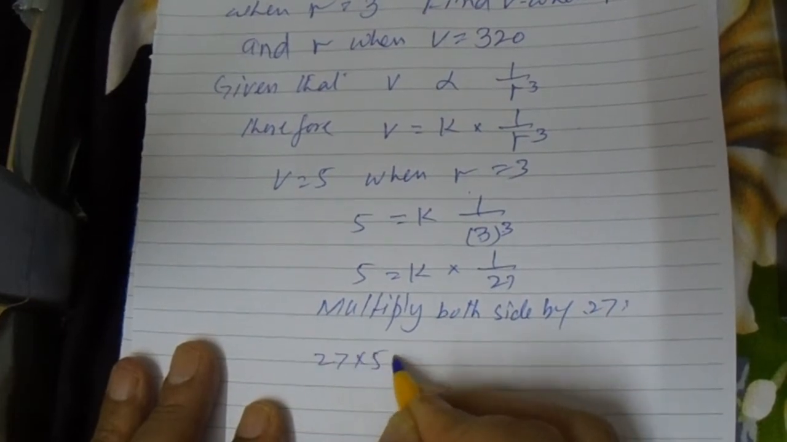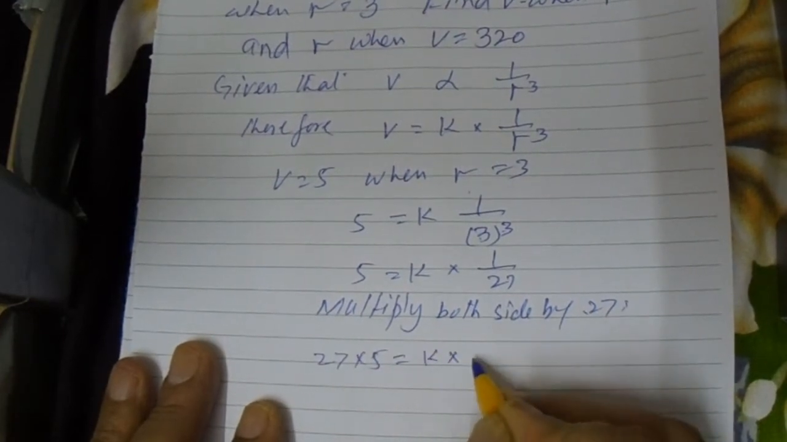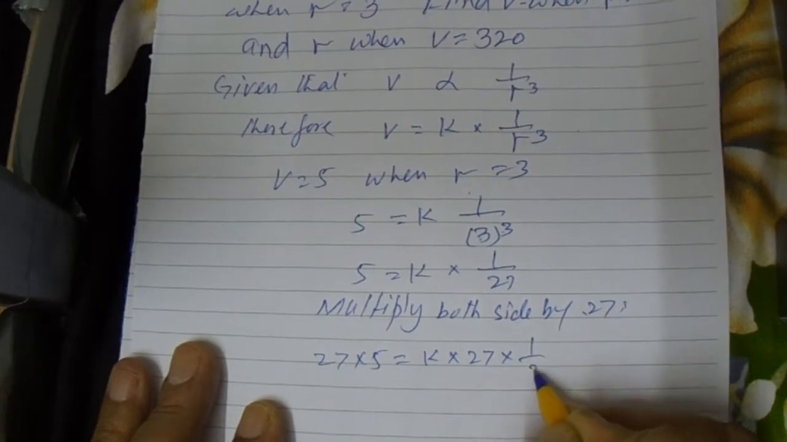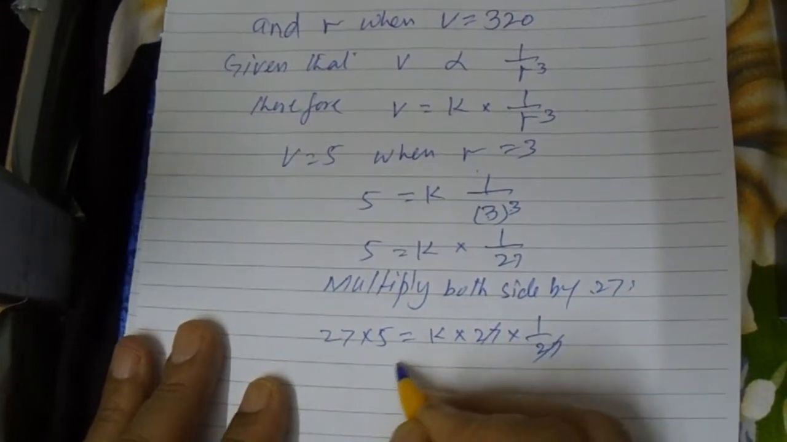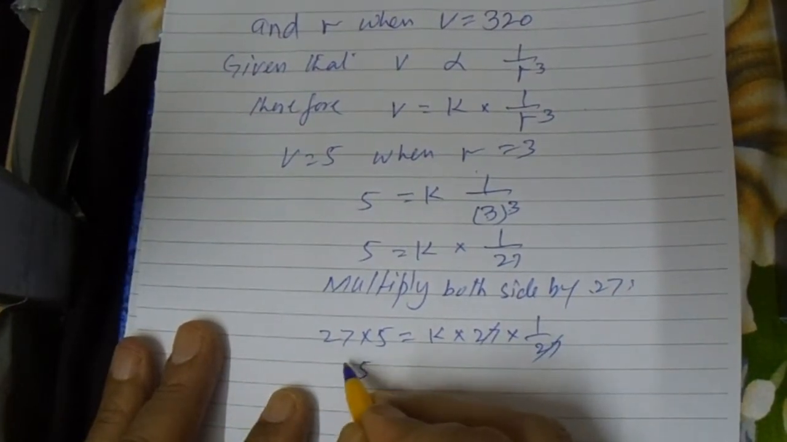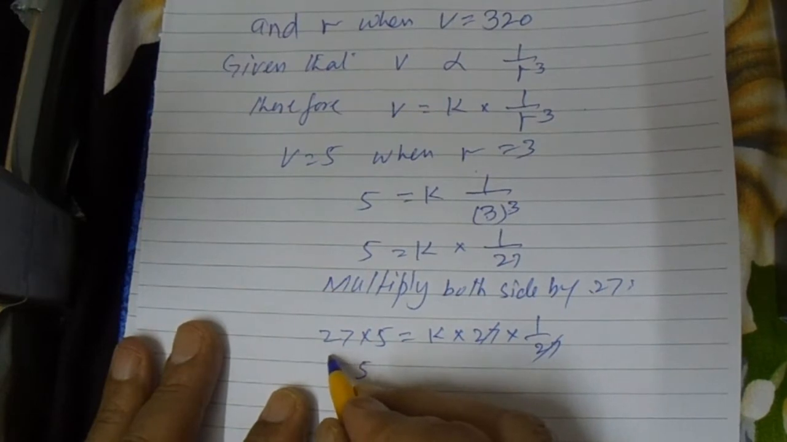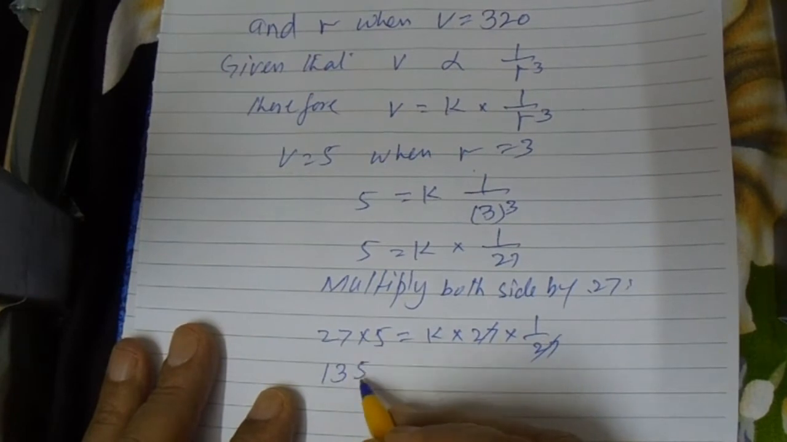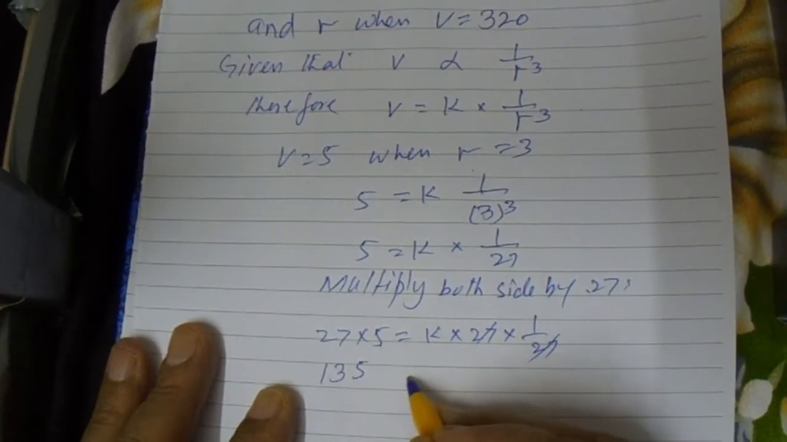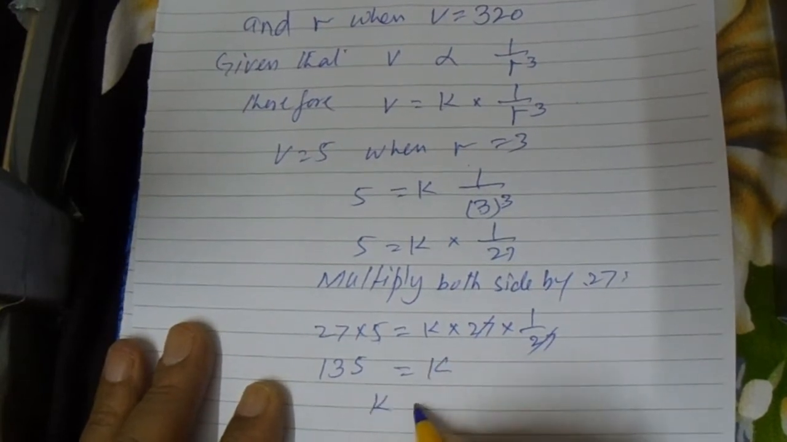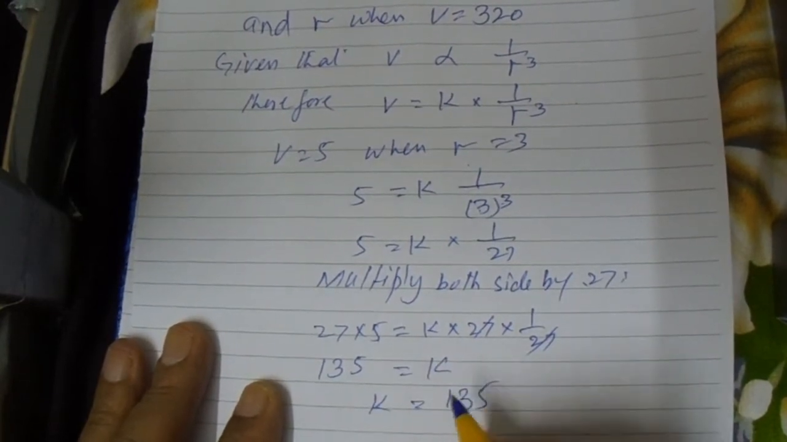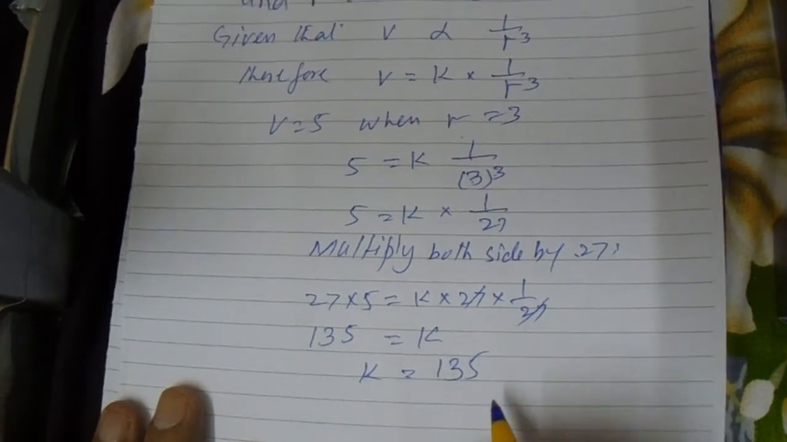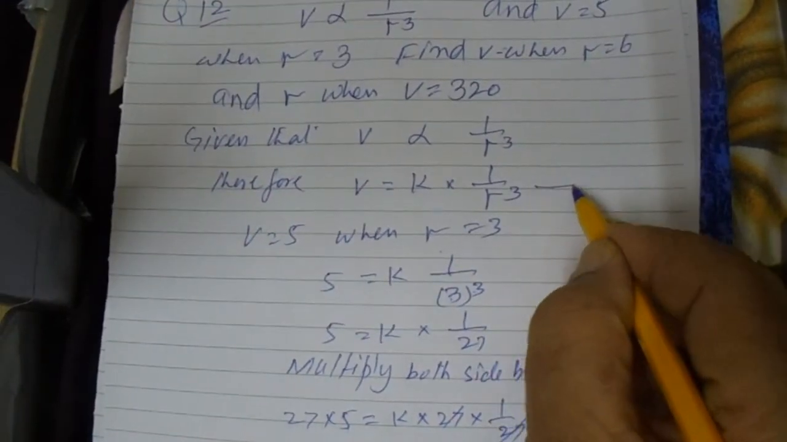27 multiplied by 5 is equal to K multiplied by 27 multiplied by 1 over 27. This will cancel, and 5 7s are 35, 5 2s are 10, and 3 makes 135. 5 7s are 35, 3 carried, 5 2s are 10, is equal to K, and K is equal to 135. Now put the value in this one here.